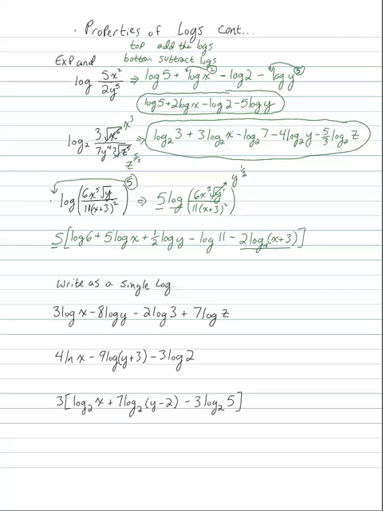Okay, let's see if we can go backwards. So we want to write these as a single log. So we have 3 log of x minus 8 log of y minus 2 log of 3 plus 7 log of z. So going backwards is, well, just going backwards. If I am adding the logs, that means it ends up on top. If I am subtracting the logs, that means it ends up on bottom, or in the denominator. And like before, when we brought down the exponents, these coefficients go and become exponents.